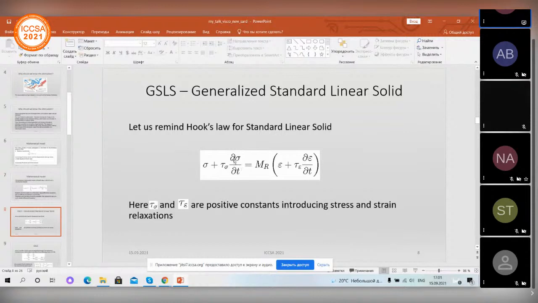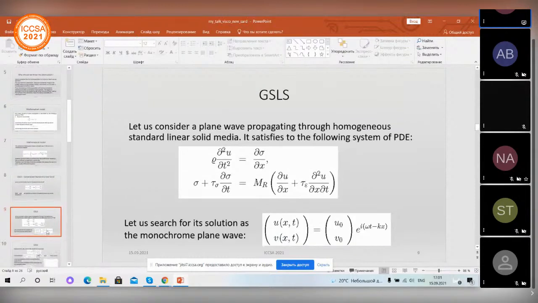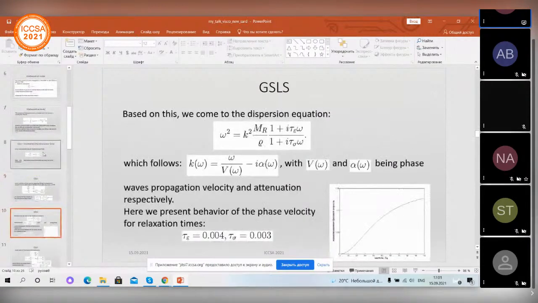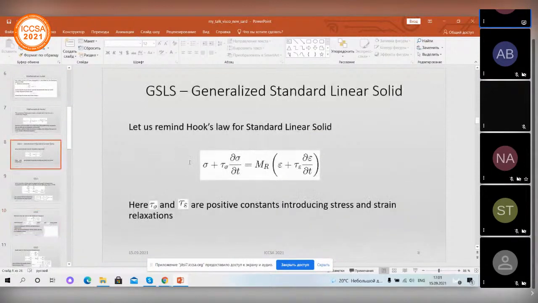It is the model for the Hooke law, as presented here in this slide. There is a mutual time derivative of the stress and strain.